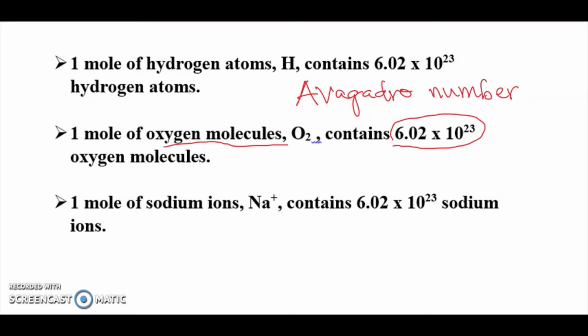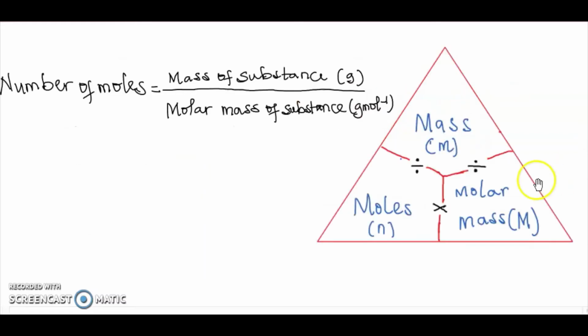So how can we calculate the amount of a substance? Let's take a look at this formula. Here we have number of moles is equal to the mass of the substance in grams divided by the molar mass of the substance in grams per mole. And here we have a triangle that helps us remember the formula. So if we want to calculate moles, what we simply do, we cover moles like this. If we cover moles, what do we see? We can see mass divided by molar mass.